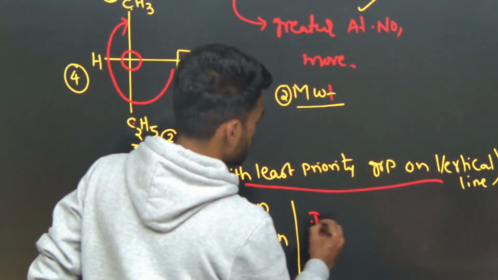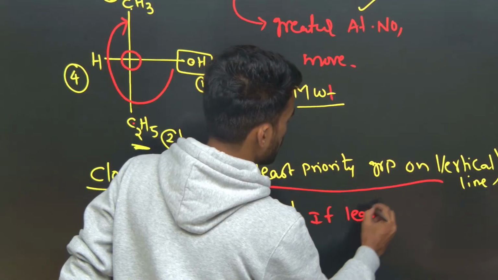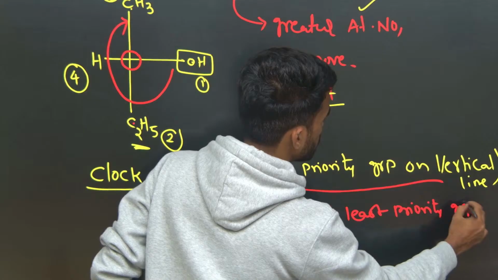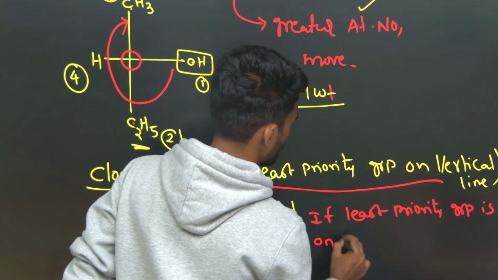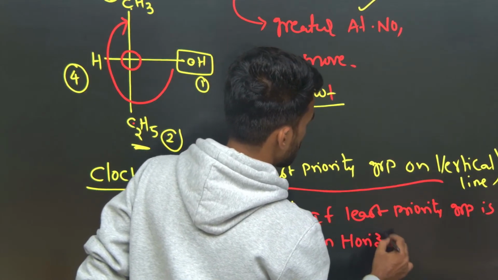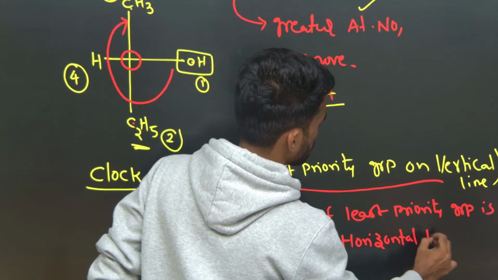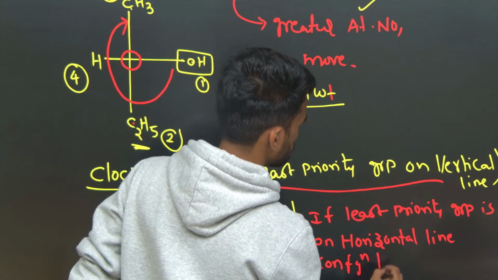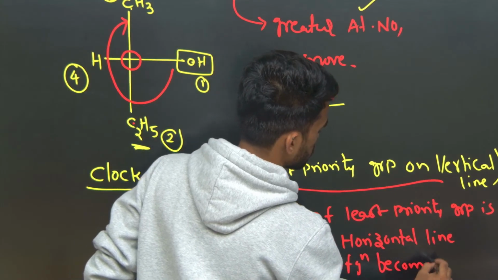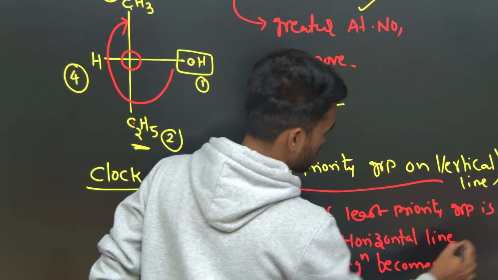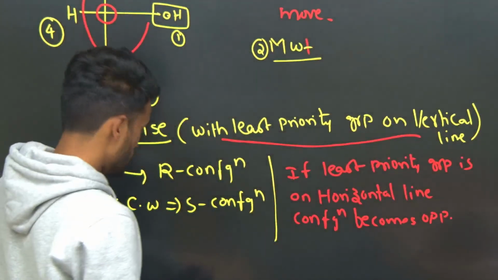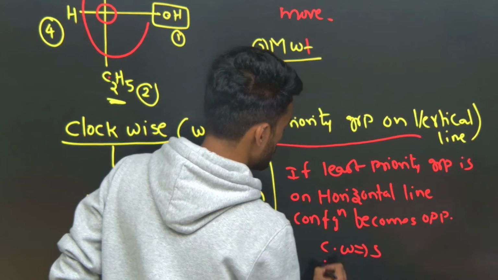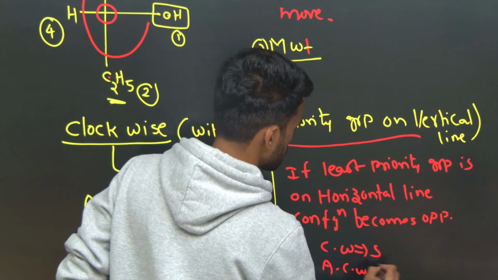So if the least priority group is on the horizontal line, the configuration becomes opposite. It means by practicing 2 more questions it will be easy. Wait. If clockwise, you should call it S. If it is anti-clockwise, you should call it R.